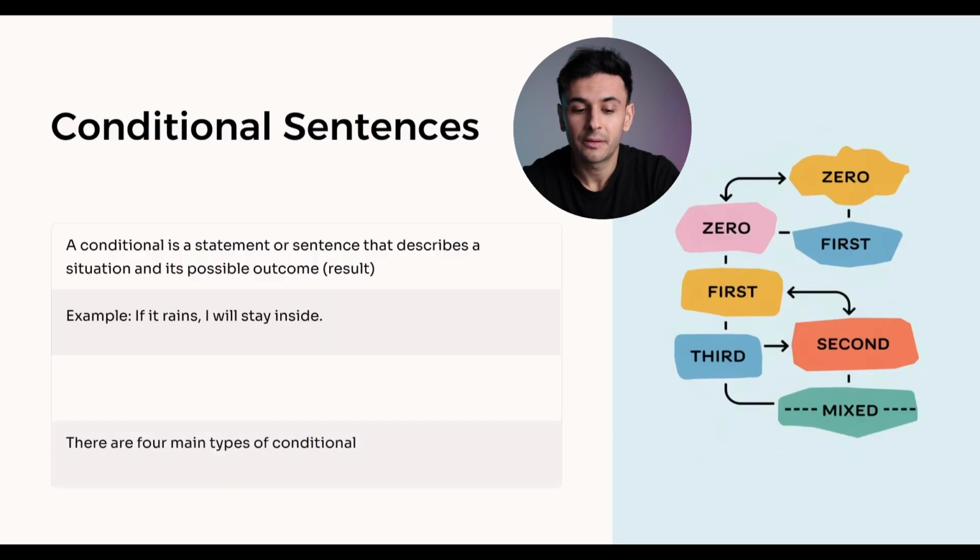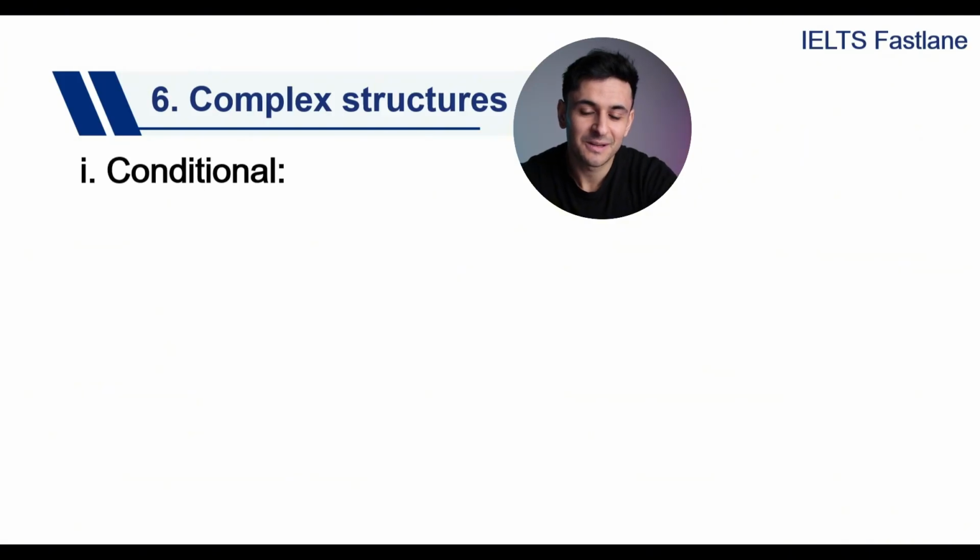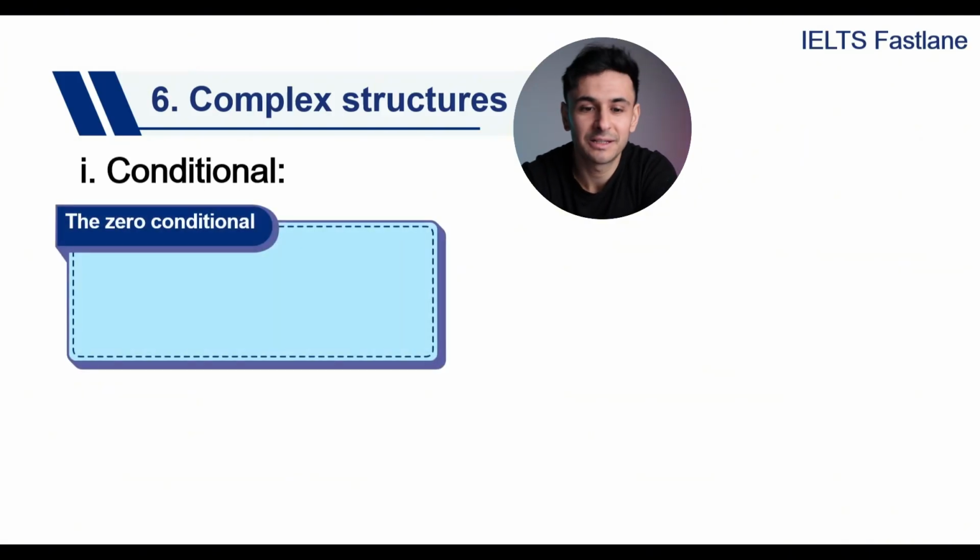And essentially, there are four main different types of conditional which we're going to look at. And they are usually numbered. There is the zero conditional, the first, the second, the third. And for those who want to take it another step further, there is even the mixed one, but we're not going to look at that for now. I don't want to overcomplicate it for you.